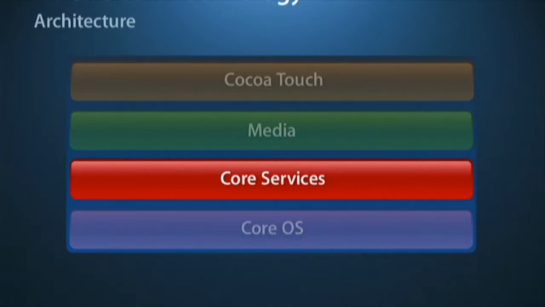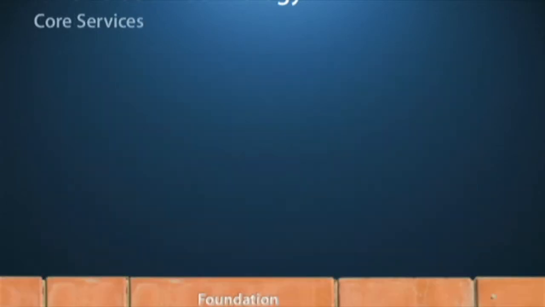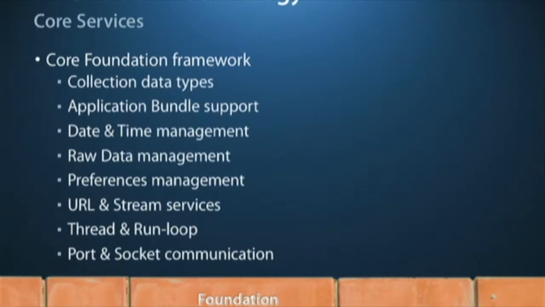Next, one layer up, is the core services layer, which provides the fundamental system services that all iPhone applications will use. The core services layer is comprised of numerous frameworks and libraries that all iPhone applications will use, even if indirectly. The first framework within the core services layer is Core Foundation. If you're familiar with development on macOS 10, you'll already have lots of experience with this valuable framework. Core Foundation is a set of C-based interfaces that provide basic data management and services, including collection data types like arrays, sets, and so on, bundle support, string management, date and time management, and a whole lot more.